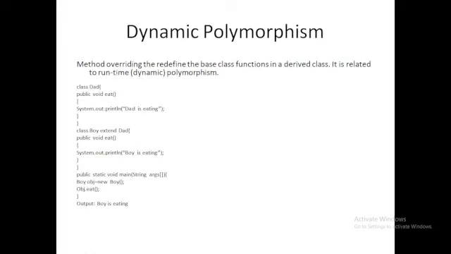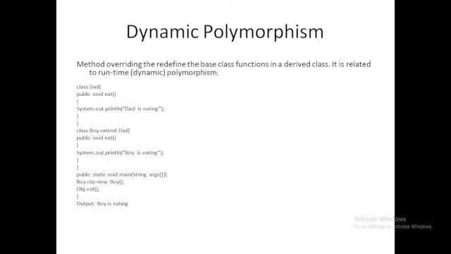Coming to dynamic polymorphism, it is implemented in Java with a concept called method overriding. Redefining the methods of the base class in the derived class is called method overriding, which achieves dynamic polymorphism. If you see here, the base class is dad, where we have a method called eat, and boy is the derived class which extends the base class. The same method eat is overridden in this derived class, and you have different outputs.